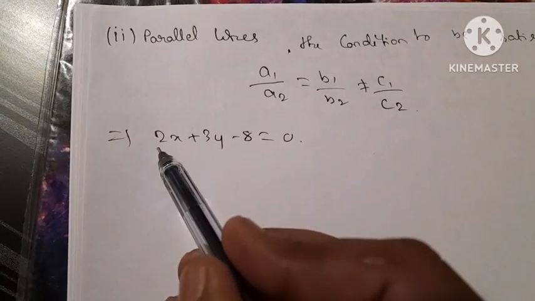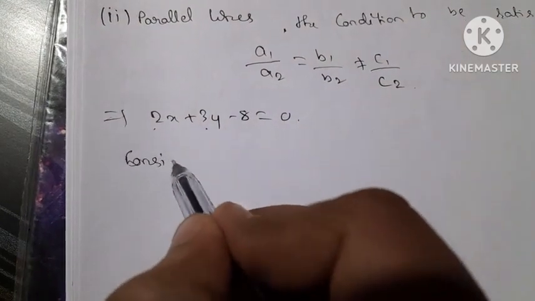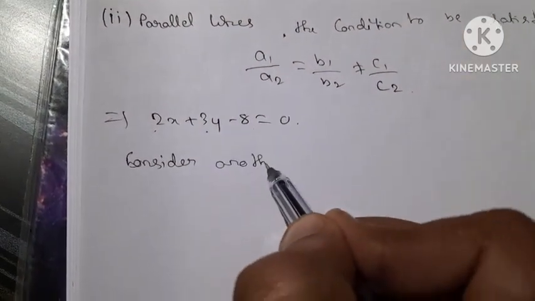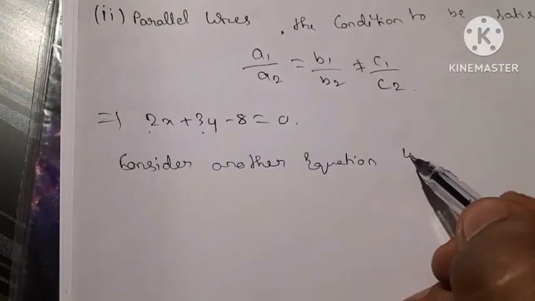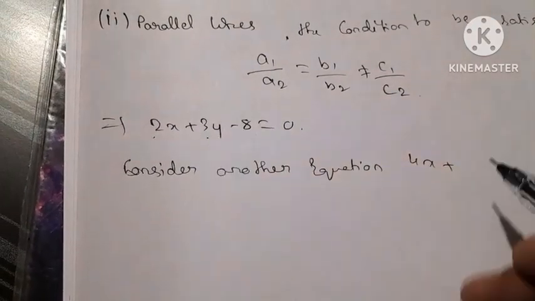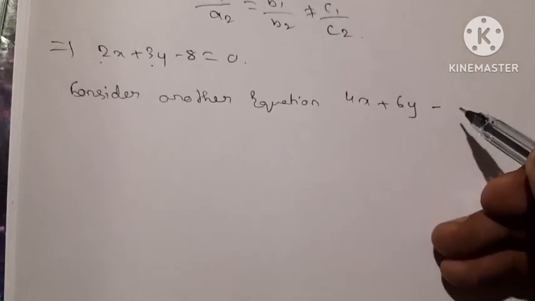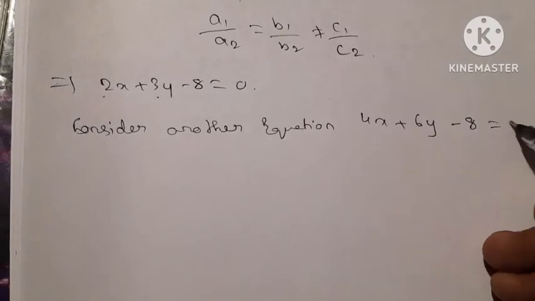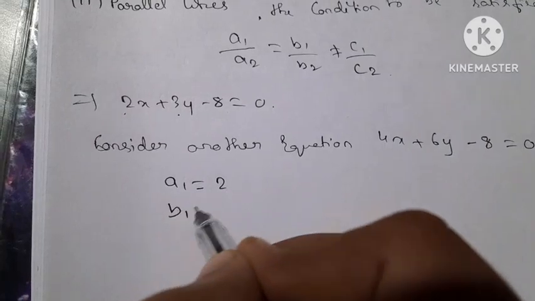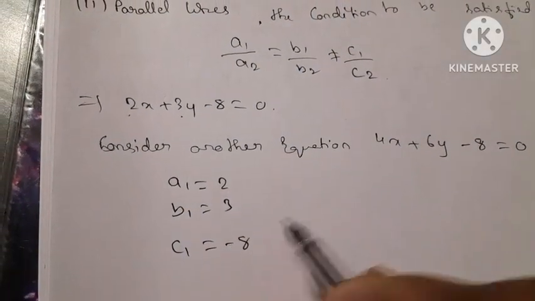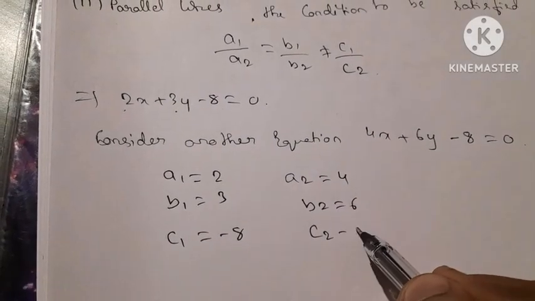So I'll multiply by 2 here, but not here. So consider another equation. If I multiply by 2 here, it will be 4x plus 2 3s are 6, 6y, and I'll take here any random number. Suppose let's say I'll take 8, equal to 0. So now a1 is equal to 2, b1 is equal to 3 and c1 is equal to minus 8. a2 is equal to 4, b2 is equal to 6 and c2 is equal to minus 8.